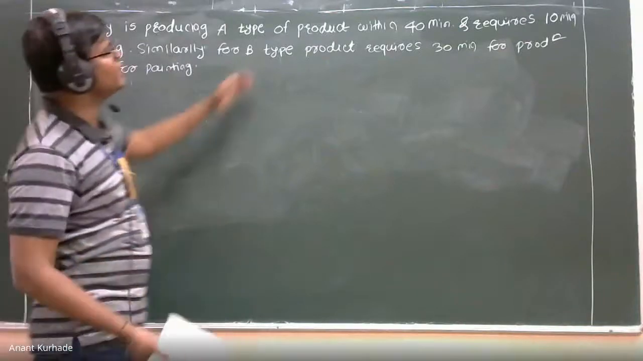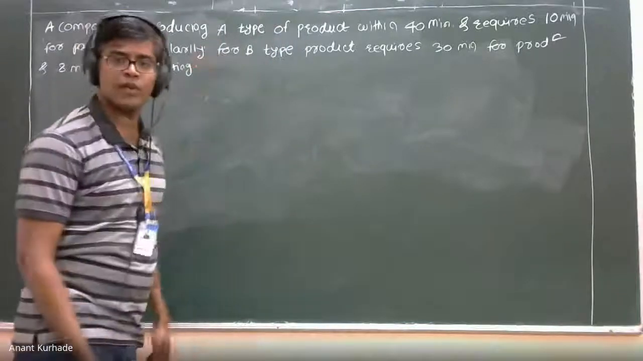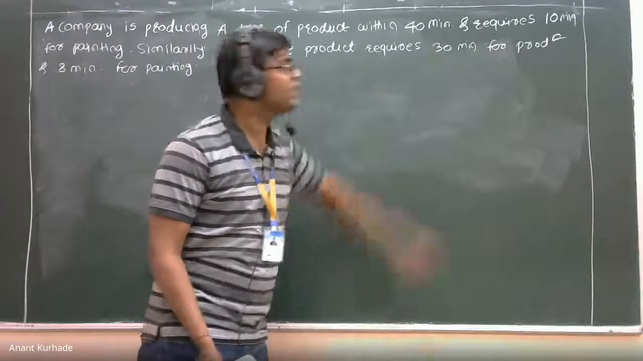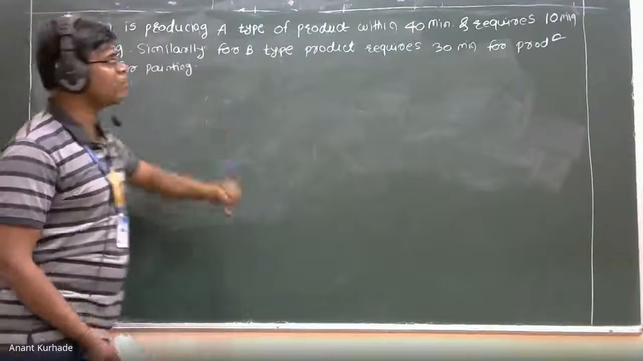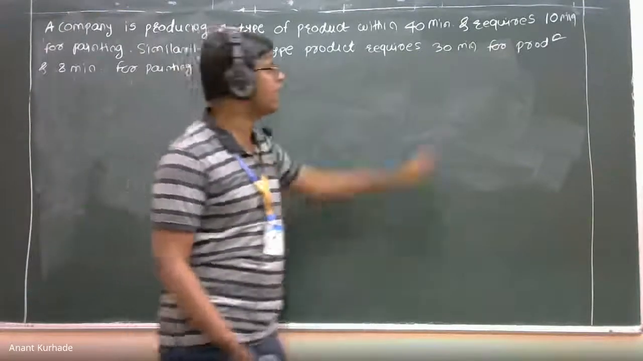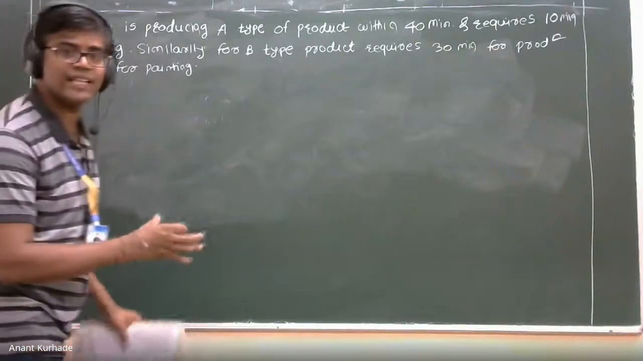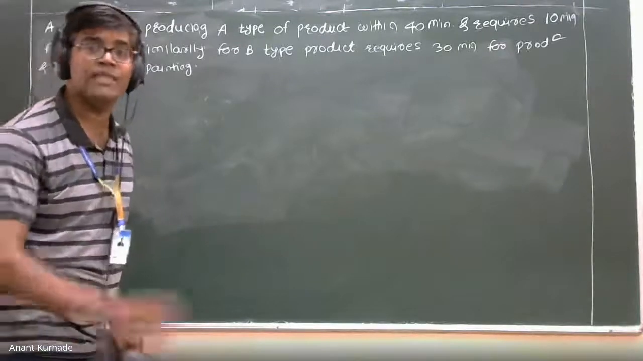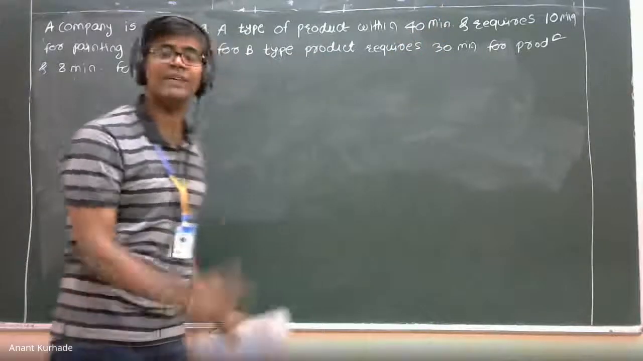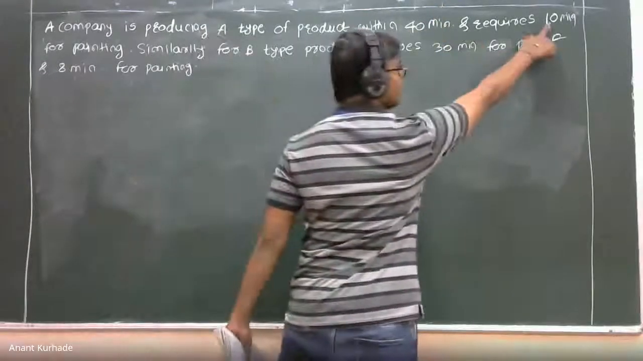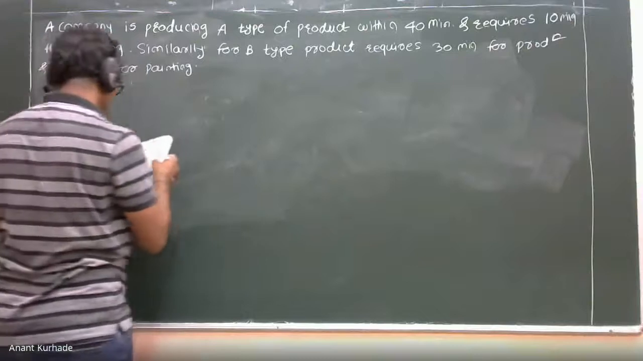So see these numbers. It requires 40 minutes for production to produce A type product, and 10 minutes for painting. For B type product it requires 30 minutes for production and 8 minutes for painting. These are the constraints, the limitations. It will take less than, but not more than this: not more than 40 minutes, not more than 10 minutes, not more than 30 minutes, not more than 8 minutes.